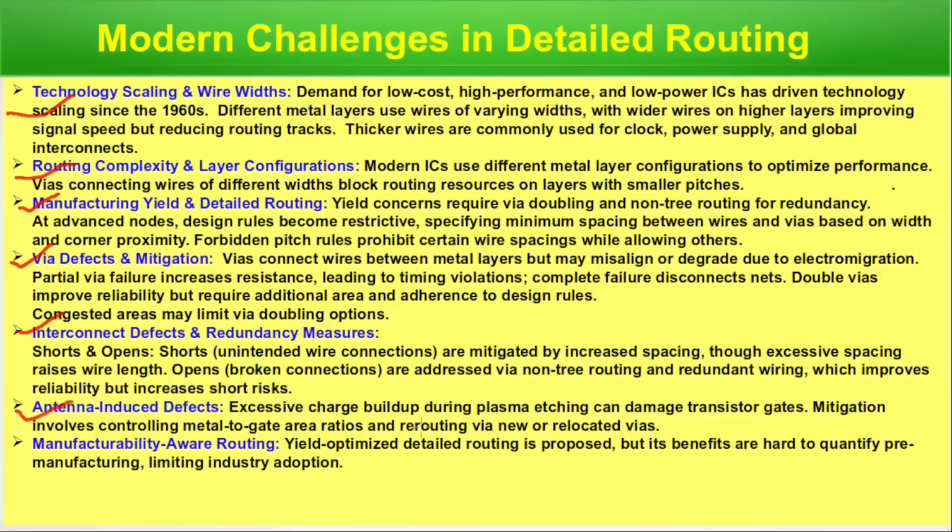Antenna-induced defect. Excessive charge buildup during plasma etching can damage transistor gates. Mitigation involves controlling metal to gate area ratios and rerouting via new or relocated vias. Manufacturability-aware routing, yield-optimized detailed routing is proposed, but its benefits are hard to quantify pre-manufacturing, limiting industry adoption.